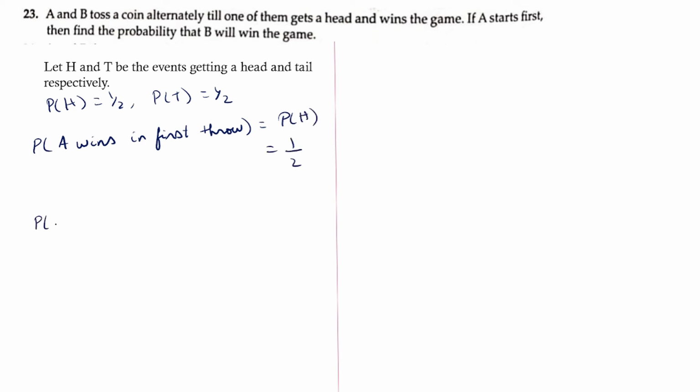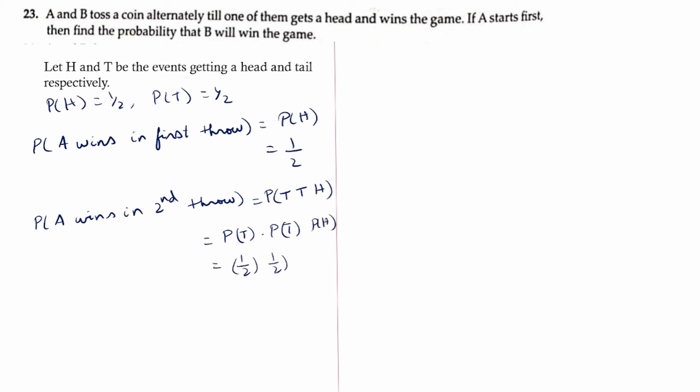Now if A wins in the second throw, this can happen when A gets a tail, B gets a tail and then A gets a head. So this is equal to probability of T into probability of T into probability of H. This is equal to half into half into half. So it is half the whole cube.